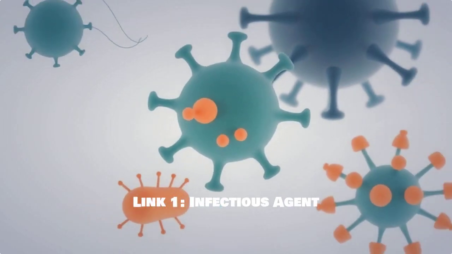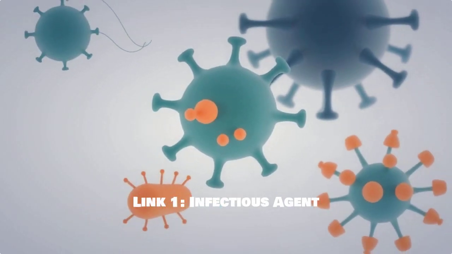Link 1 is the infectious agent, the germ itself. This could be bacteria like MRSA, viruses like influenza or COVID-19, or fungi like Candida. Without a germ, there is no infection. Our goal is to keep these agents from spreading or multiplying.